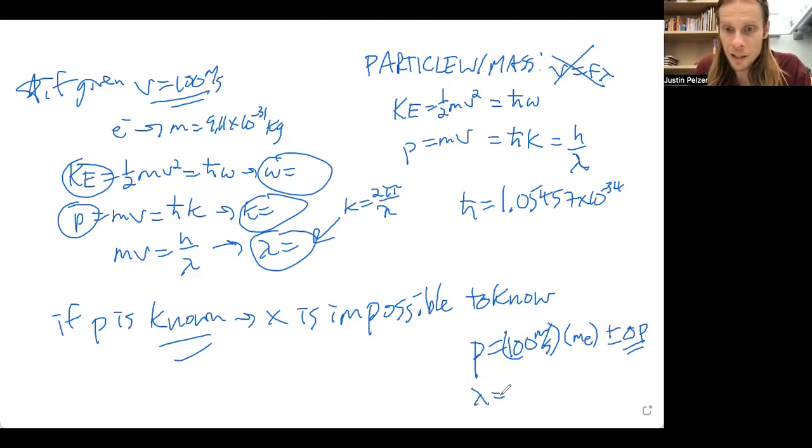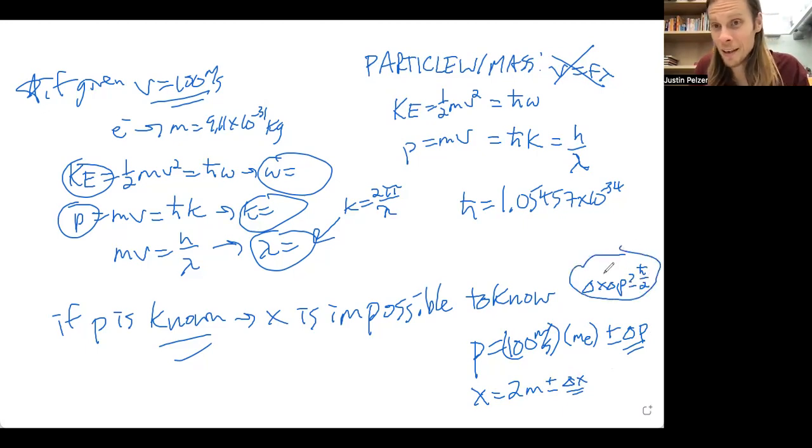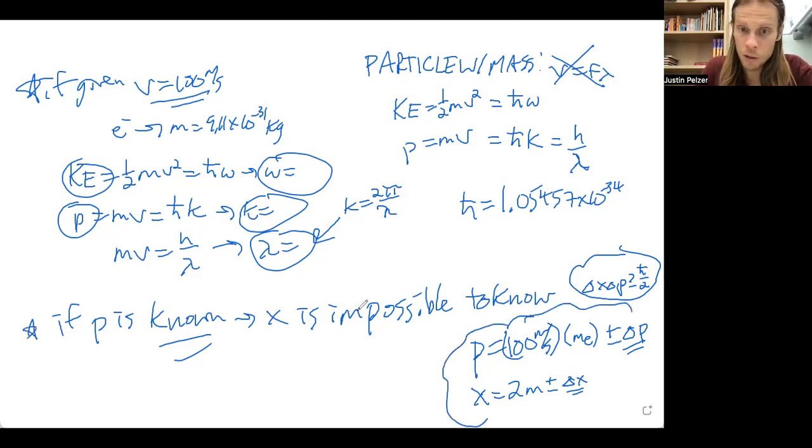So that x is like, oh, it's at 2 meters from the lamppost, plus or minus some delta x, and delta x times delta p has to be greater than or equal to h bar over 2. Now it can be much greater than. I was doing some examples where it's much greater than, but it can't be less than that. So if p is known, x is impossible to know, so we realize that that's an impossible situation.